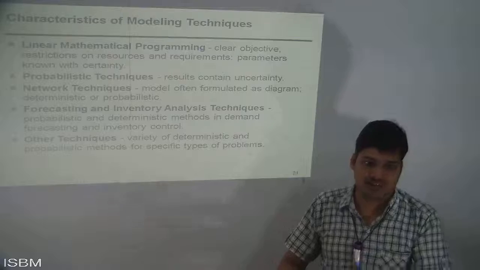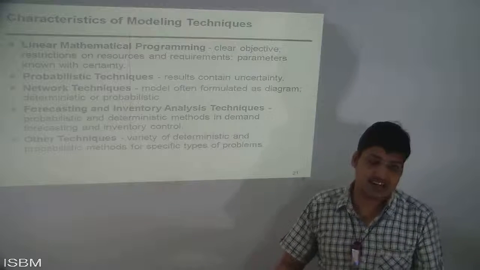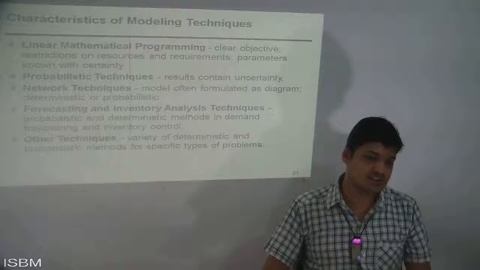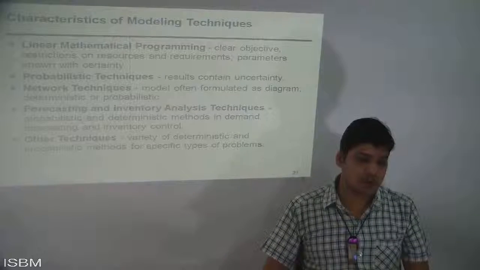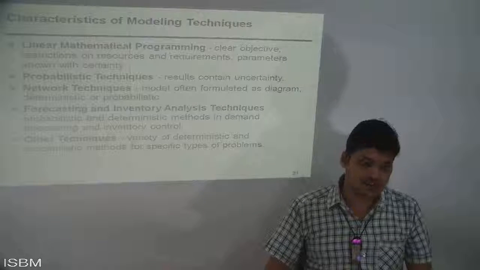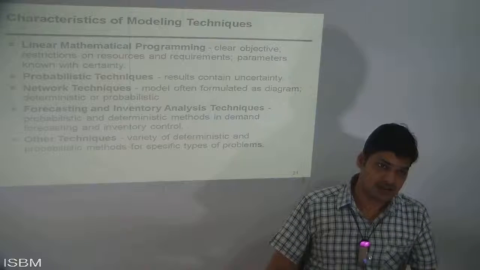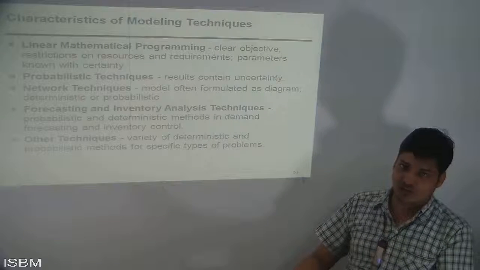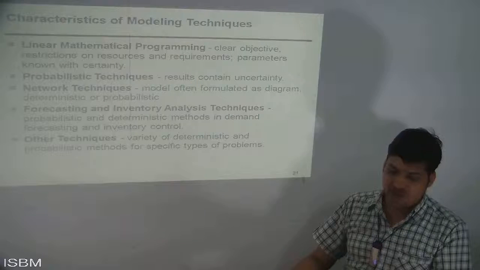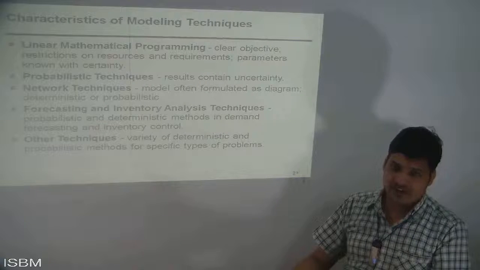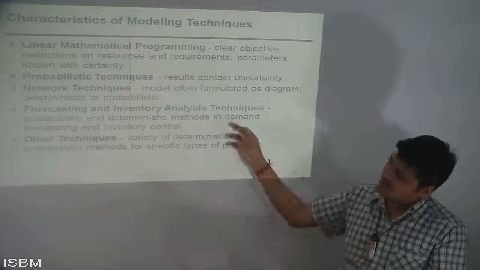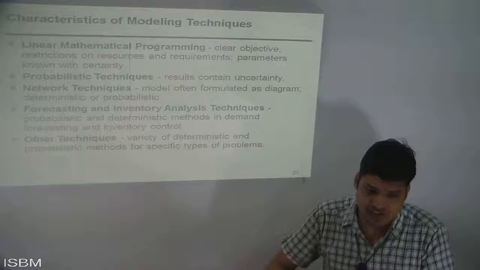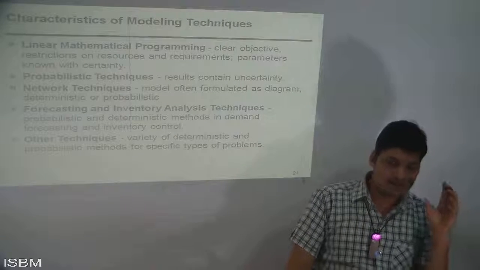So linear programming, what we have seen till now: what is exactly linear mathematical programming? It has a clear objective, restrictions on resources, and requirement parameters known with clarity and certainty. I taught you linear programming initially so that you are aware of the terms I am using right now. If I had started this chapter on the first or second day, you would not be aware of terms like linear programming, probabilistic technique, network techniques. Now I have taught you each and everything, so at least you understand the terms.